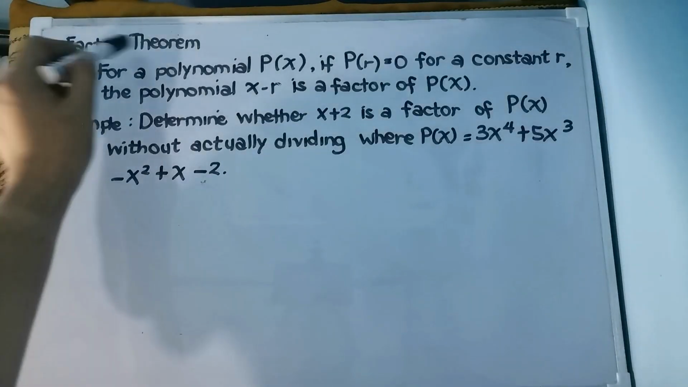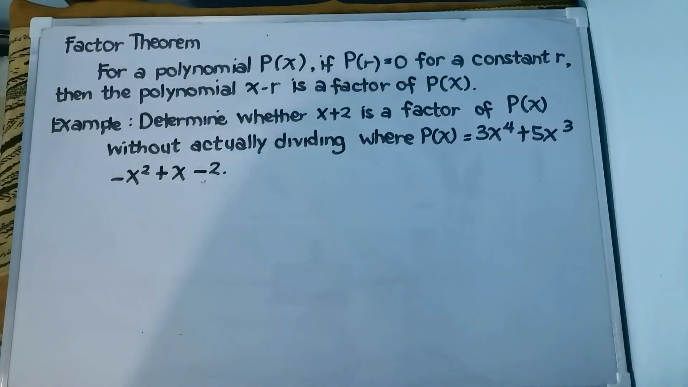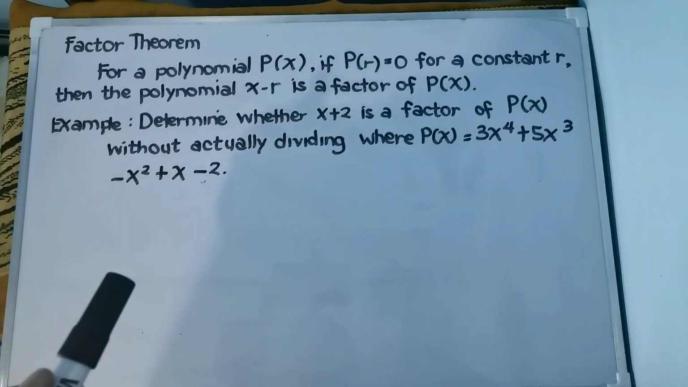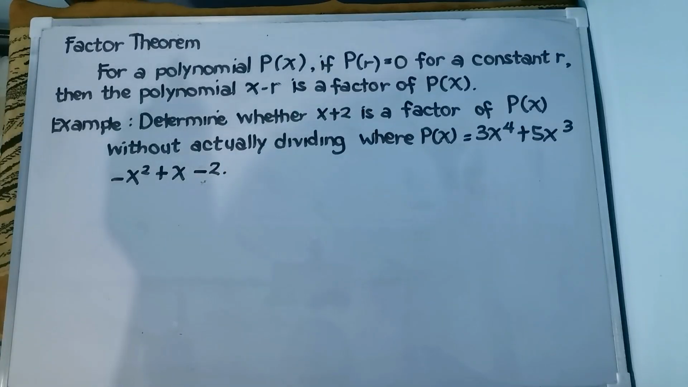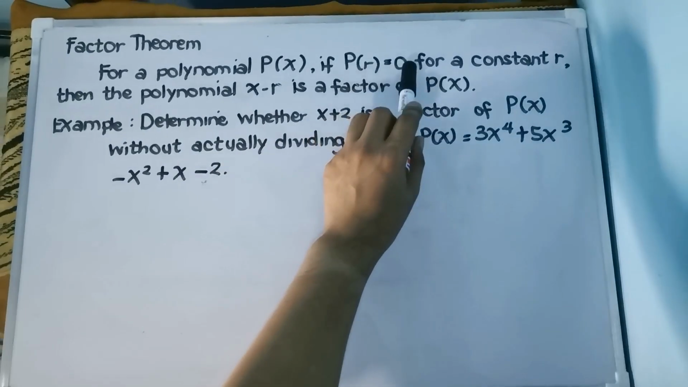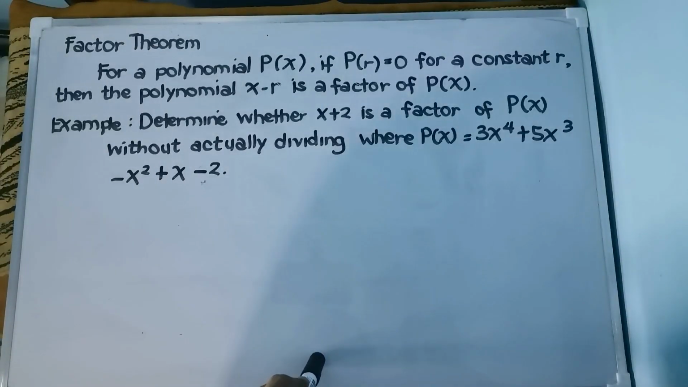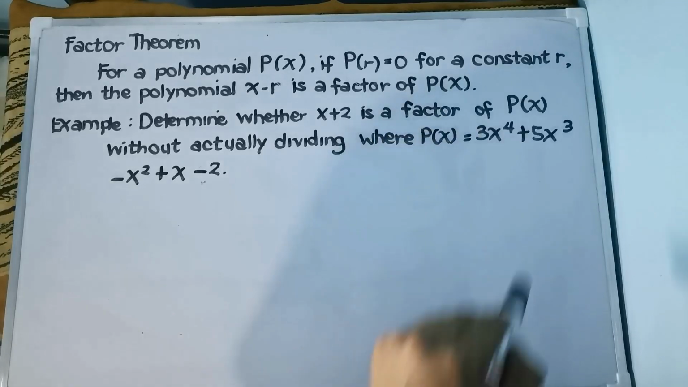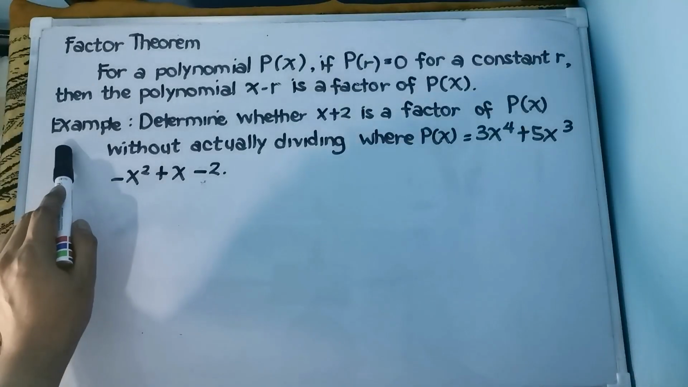So, in this factor theorem, we can determine whether the given binomial is a factor of that given polynomial, so without actually dividing it. So by applying the factor theorem, we just substitute it, and then upon knowing if the remainder is 0, therefore we can conclude that the given x minus r is a factor of p of x. So let's have an example.